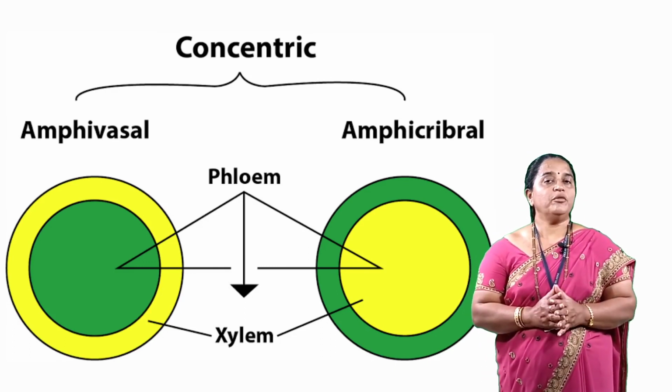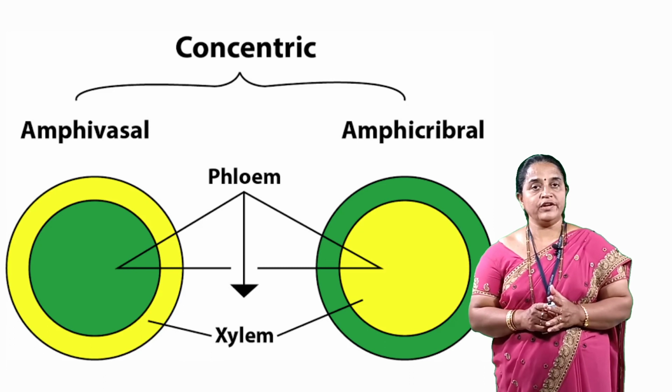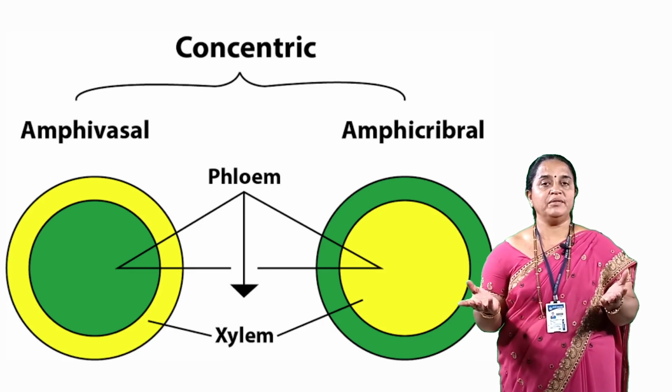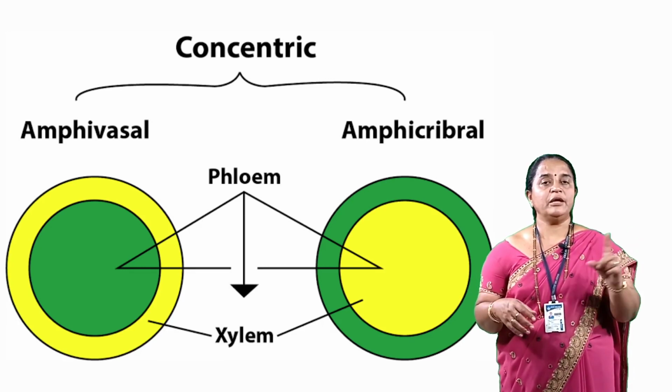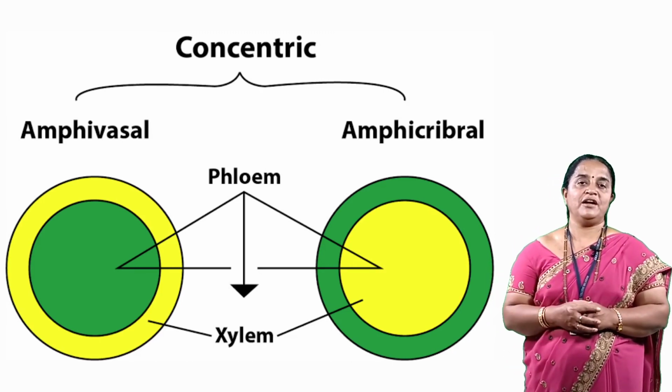So I told you about radial vascular bundles, conjoint collateral open vascular bundle, conjoint collateral closed vascular bundle, bicollateral vascular bundles, and concentric, amphivasal and amphicribal. These are different types of vascular bundles we can see in the central axis of the plant body.